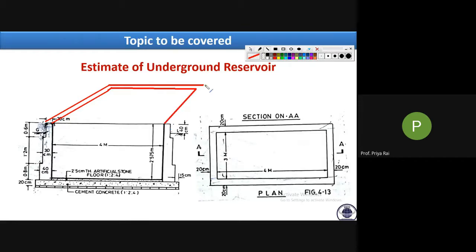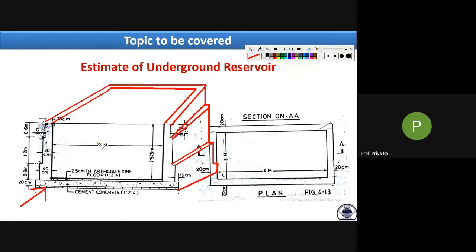Let's see here. So it will look like this. So this is your 3D diagram. We have cut this reservoir along the longitudinal section and the transverse section, and we are looking from this side, so it will look like this.